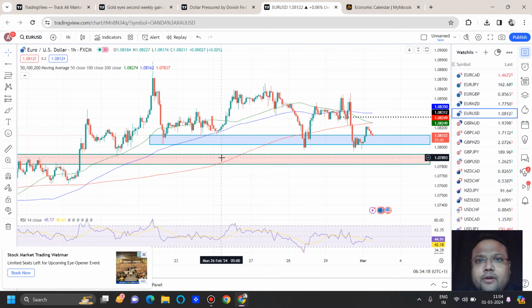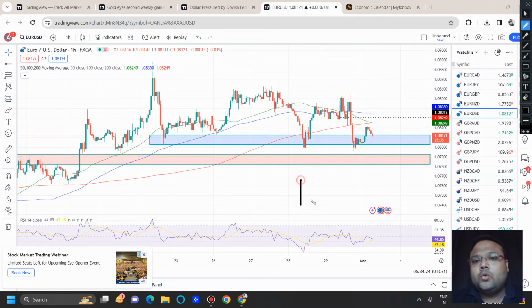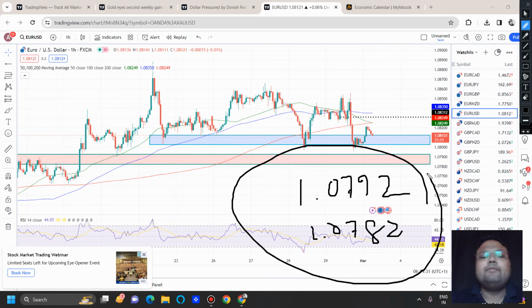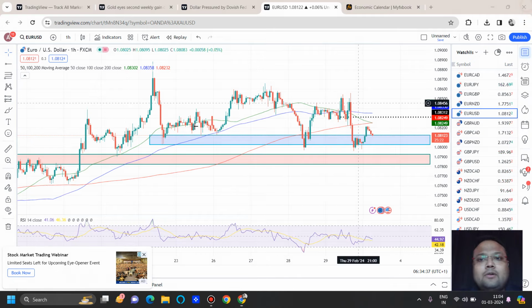And as a day trader, if you are looking for fresh trading opportunities on Euro USD, then you can look for a buy around 1.0792 to 1.0782. This is the level where you can look for a buy position as a day trader, because we have a support around this area.